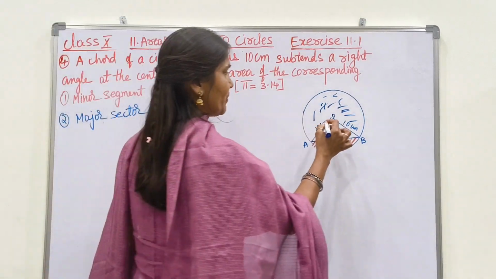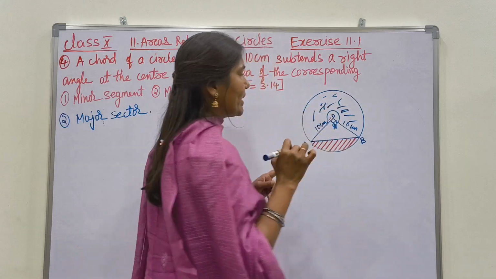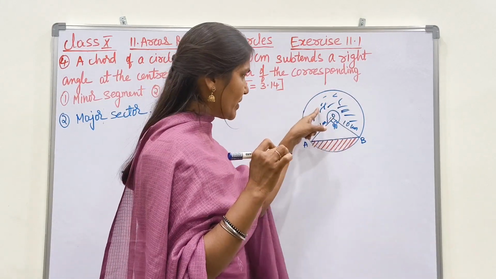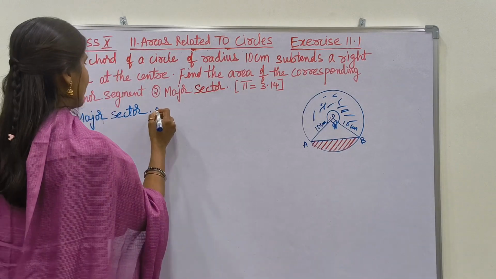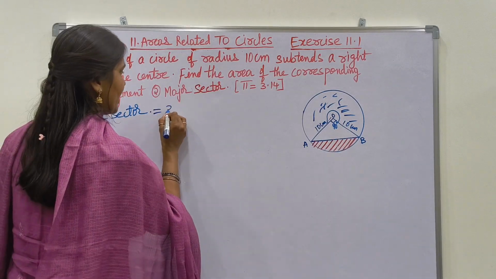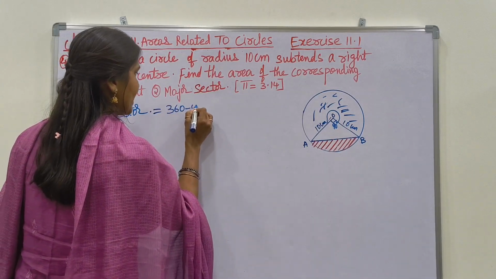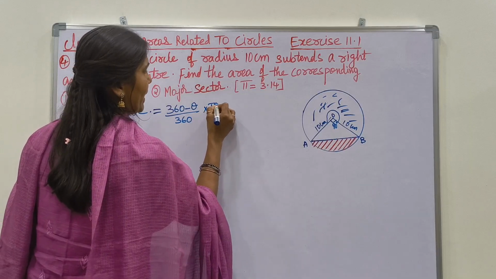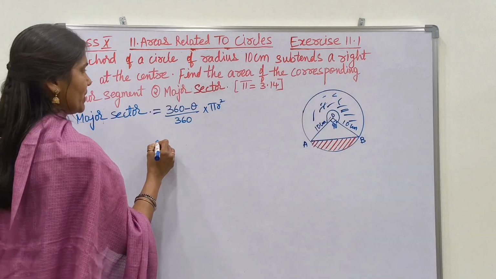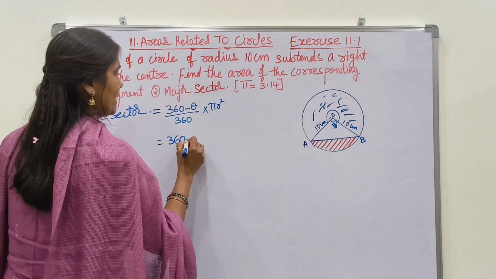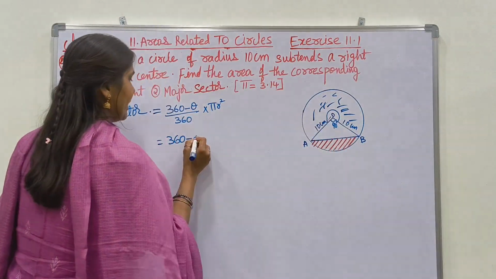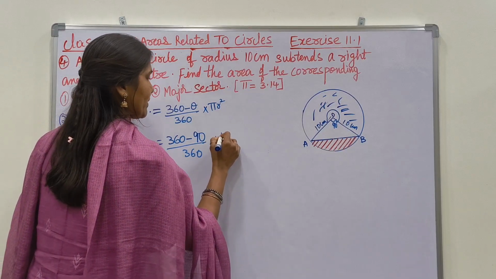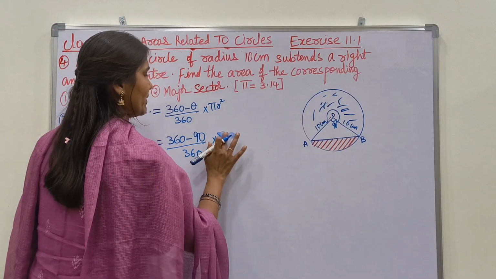Major sector means first we want this degree. How will you find this degree? From full 360 minus 90 means this outside degree you will get. So major sector asking means what is the formula? 360 minus theta divided by 360 into pi r square. Okay, now see here, 360 minus theta means 360 minus 90, divided by 360 into pi r square. This is pi r square.